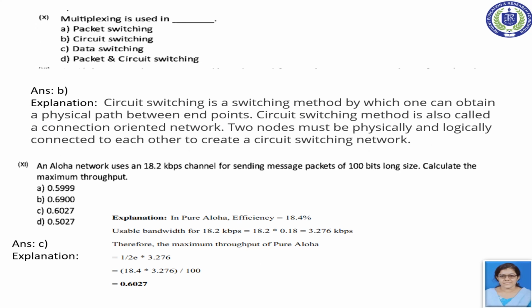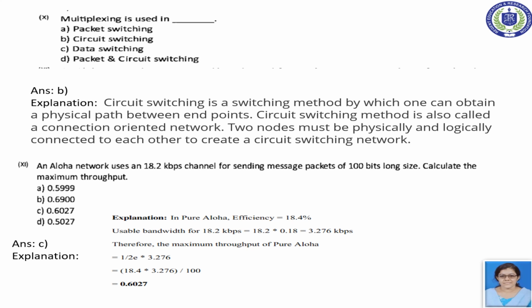Multiplexing is used in which switching? Obviously the answer is circuit switching. Why? Because in circuit switching one can obtain a physical path between endpoints, and it is called a connection-oriented network, because two nodes must be physically connected, and they are logically connected to each other, which helps to create a circuit switch network. So multiplexing is an example of circuit switching.